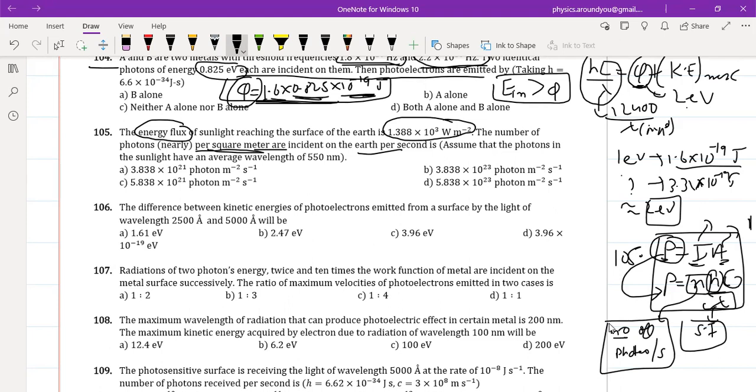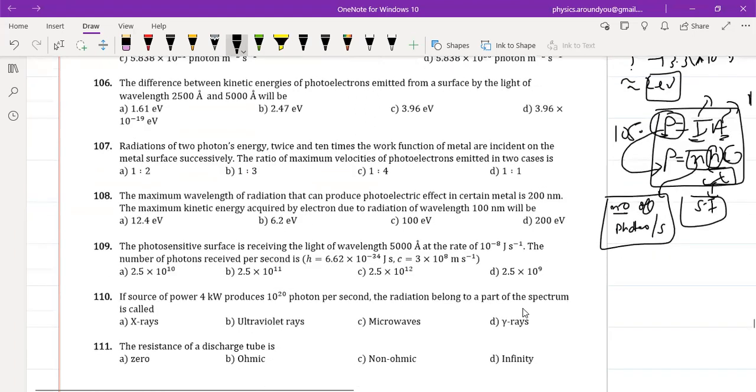Power is intensity into area. Power is also NHC by lambda. We feed the output of one formula to the input of the other. That is question 105. Question number 106. What would be the ideal approach for question 106? A difference between kinetic energies.